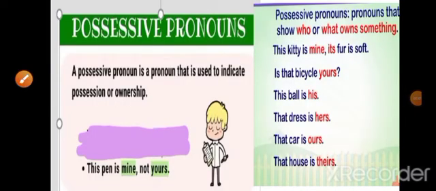Possessive pronouns. A possessive pronoun is a pronoun that is used to indicate possession or ownership. Example: this pen is mine, not yours. Possessive pronouns, pronouns that show who or what owns something. Examples: this kitty is mine, its fur is soft. Is that bicycle yours? This ball is his. That dress is hers. That car is ours. That house is theirs.